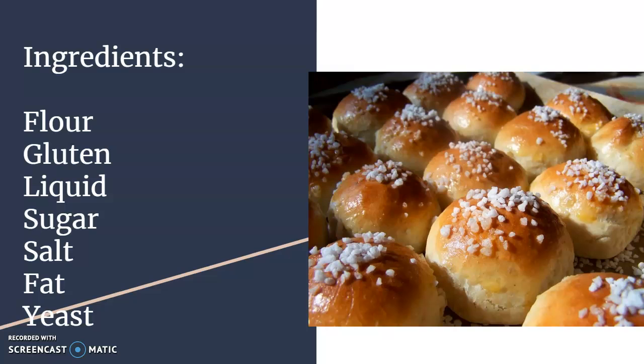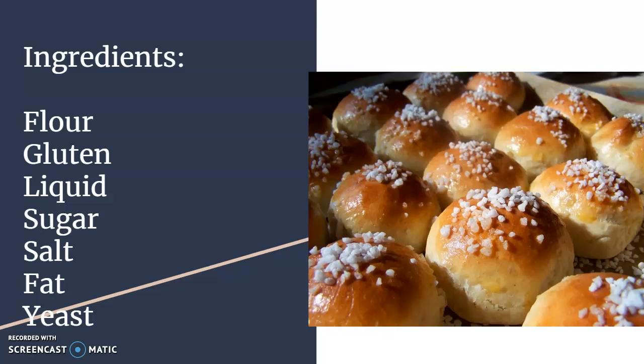We also have liquid in yeast bread. Now this liquid can vary. It can either be water, milk, buttermilk, it can be potato water, juices, anything like that can be used. You need to have sugar. Sugar is very important for yeast. You cannot use artificial sweetener if you're making yeast bread. You need to have sugar.